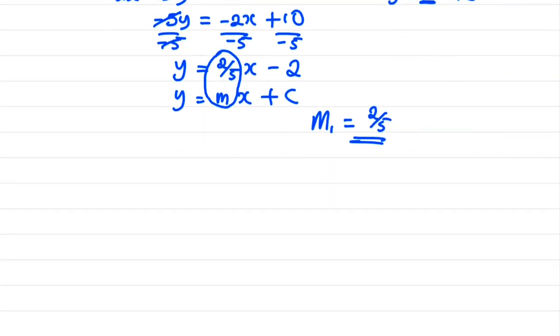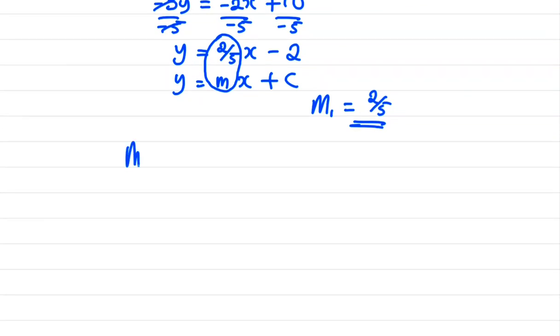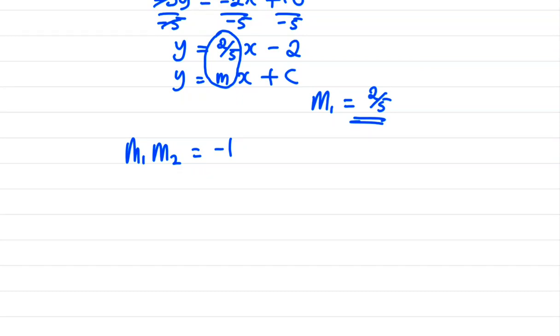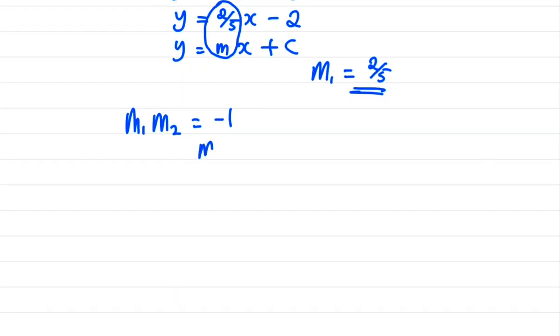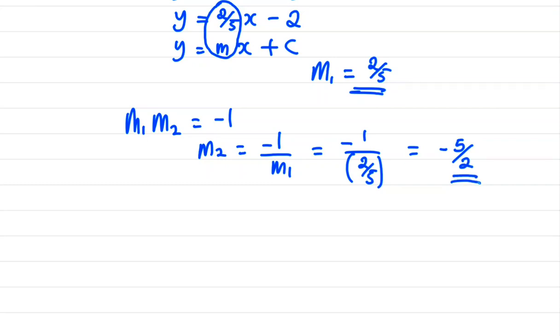Now, what is the relationship again? m1 m2 equals minus 1. So therefore, for me to get my m2, m2 equals minus 1 over m1, which is the same thing as minus 1 all over 2 over 5. Which, when you work it out, you are going to have minus 5 over 2. Now, this is my m2. So I've gotten my m2 to be minus 5 over 2.